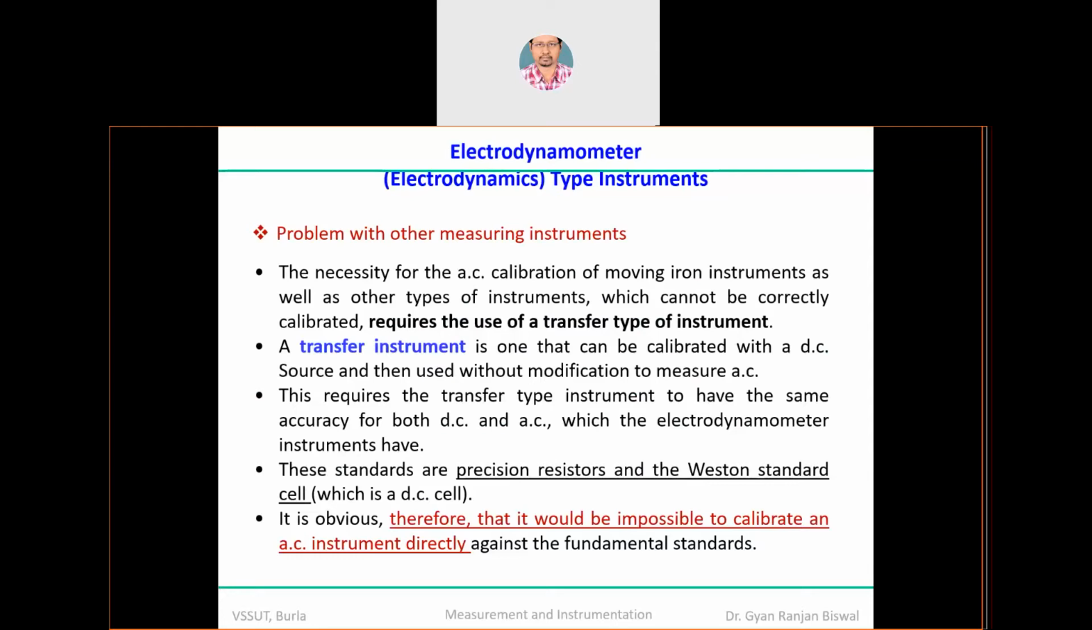In other words, a transfer instrument is one that can be calibrated using a DC source and then can be used, without any modification to the instrument, for the purpose of AC measurement. Clear? So it requires that kind of property.